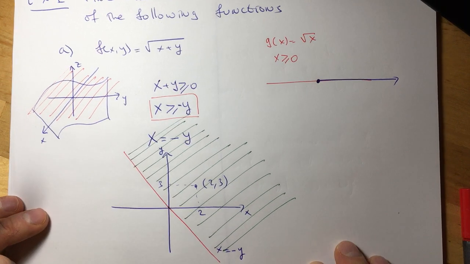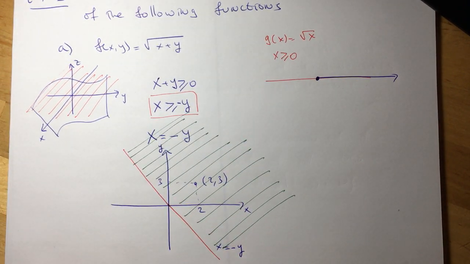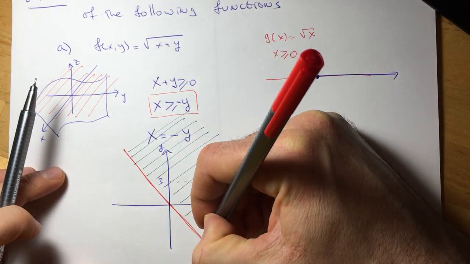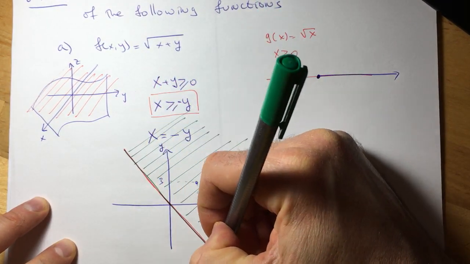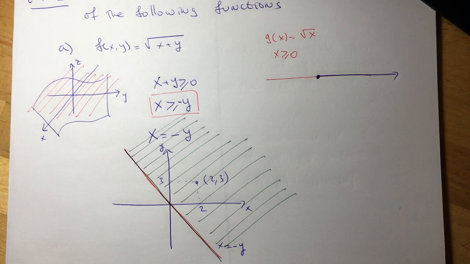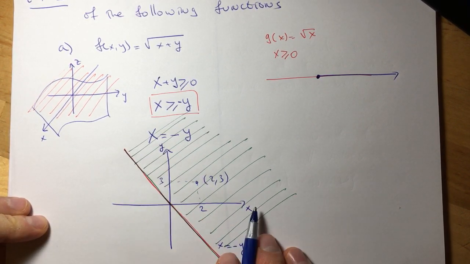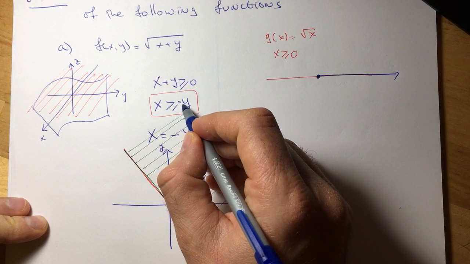And now check the inequality. It's greater or equal, x plus y is greater or equal to 0. That means that this line is also part of the domain, right? This function belongs also to the domain. Okay, so as you can see, any point that you can take here will satisfy this inequality.